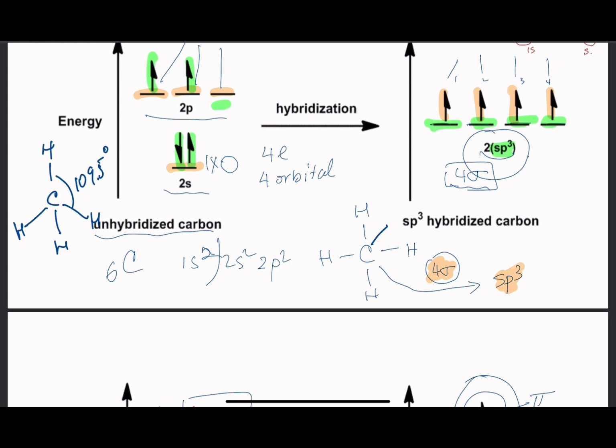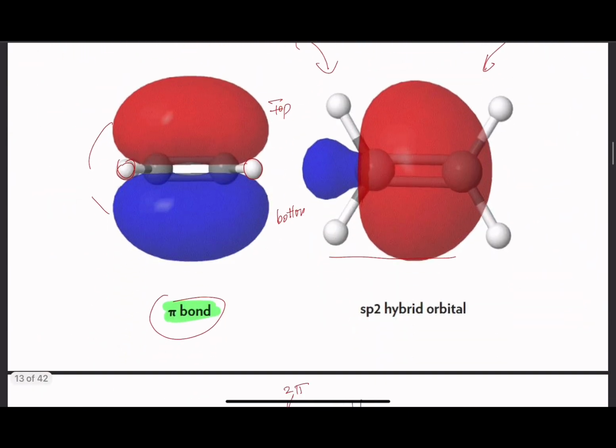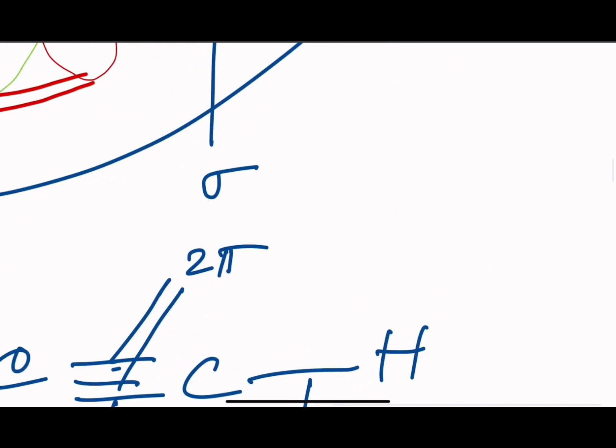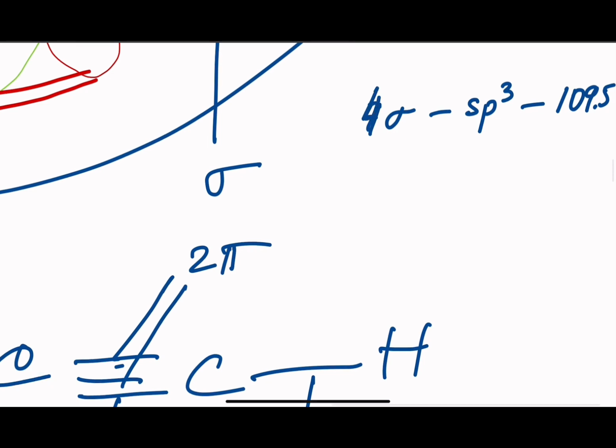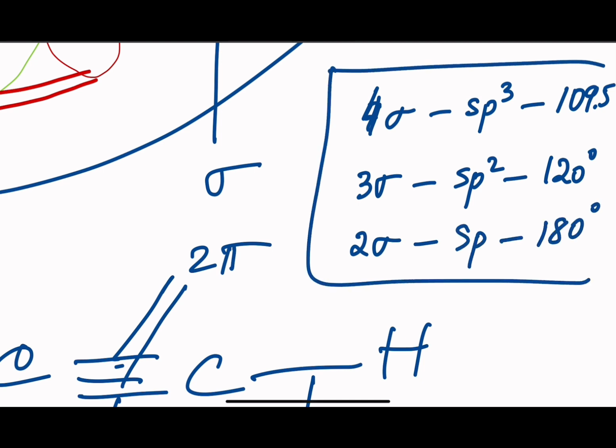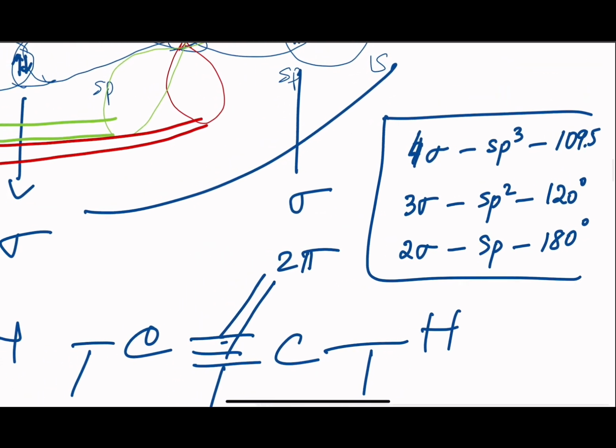109.5 degrees. So I'm just going to make a table down here. If you have 4 sigma bonds, your hybridization is sp3 and your degree is 109.5. When you have 3 sigma bonds, your hybridization is sp2 and it is 120 degrees. And when you have 2 sigma bonds, it is sp and your degree is 180 degrees. This is the table that you guys can take a note of and use in your exam.